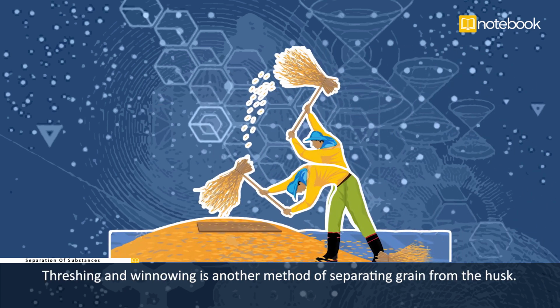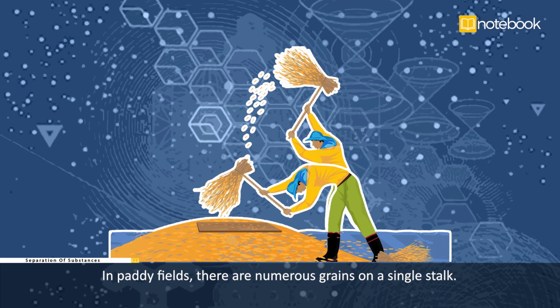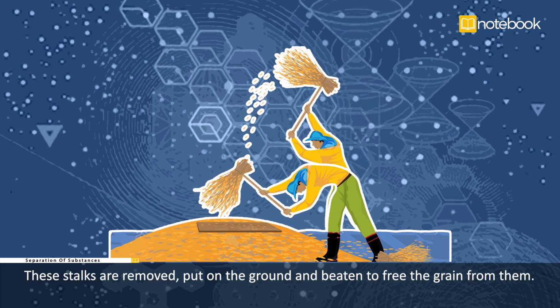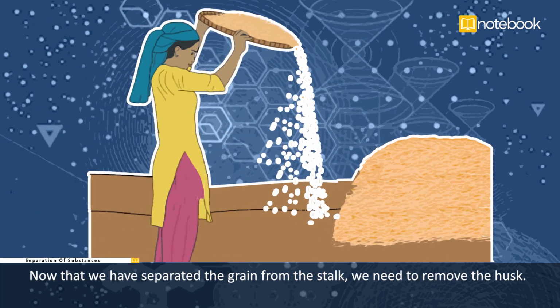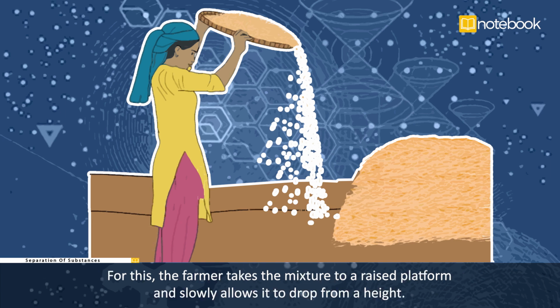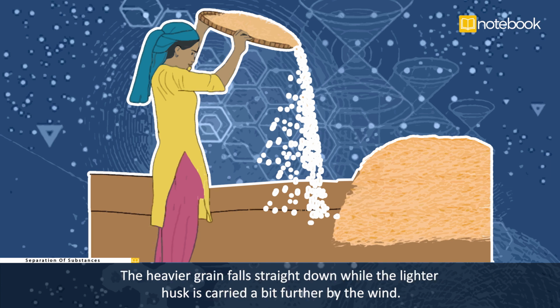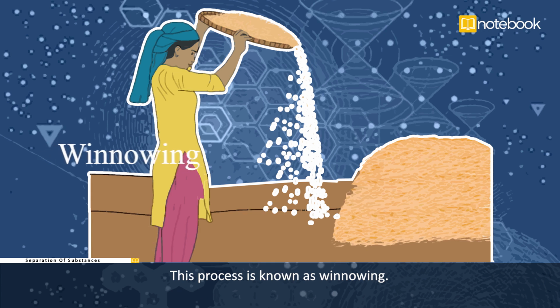Threshing and winnowing is another method of separating grain from the husk. In paddy fields, there are numerous grains on a single stalk. These stalks are removed, put on the ground and beaten to free the grain from them. This process is called threshing. Now that we have separated the grain from the stalk, we need to remove the husk. For this, the farmer takes the mixture to a raised platform and slowly allows it to drop from a height. The heavier grain falls straight down, while the lighter husk is carried a bit further by the wind. This process is known as winnowing.